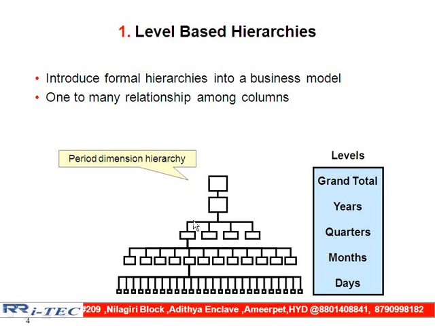If I give one example also: 1 year, a year contains N number of quarters, a quarter contains N number of months, a month contains N number of days. This is one hierarchy. Always it is going one-to-many. Yes or no? That is, a one-to-many relationship among columns is called a level-based hierarchy.